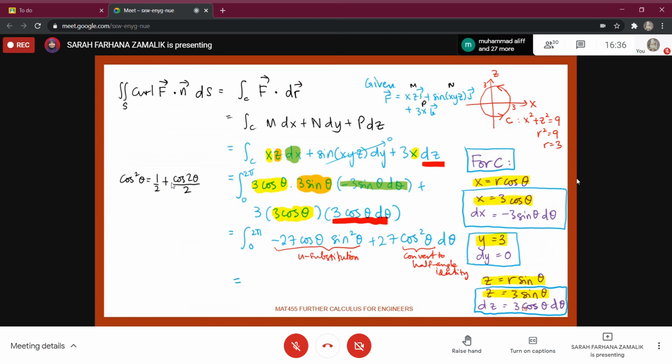So make sure bila integrate check lah nanti. So ni U substitution awak buat kat tepi, nanti masukkan je yang dah integrate tu. Senang sikit. And lastly evaluate from 0 until 2 pi. Answer here you should get 27 pi. Okay.